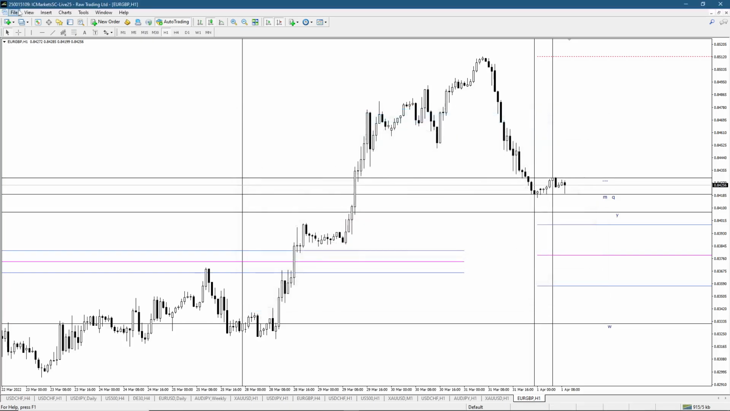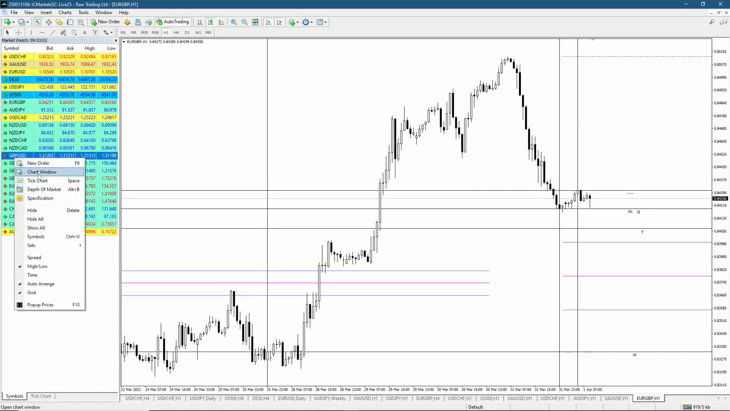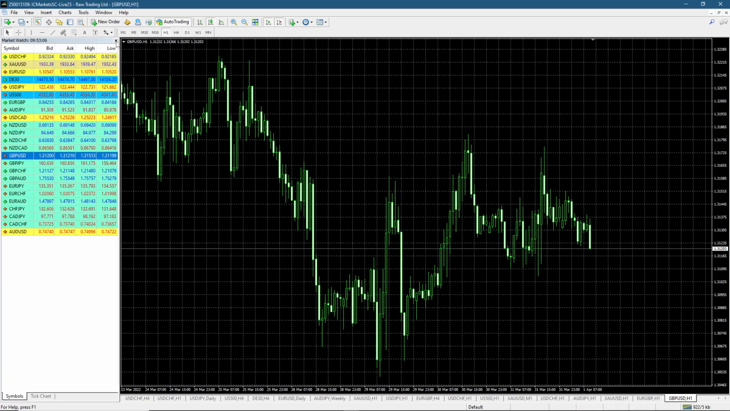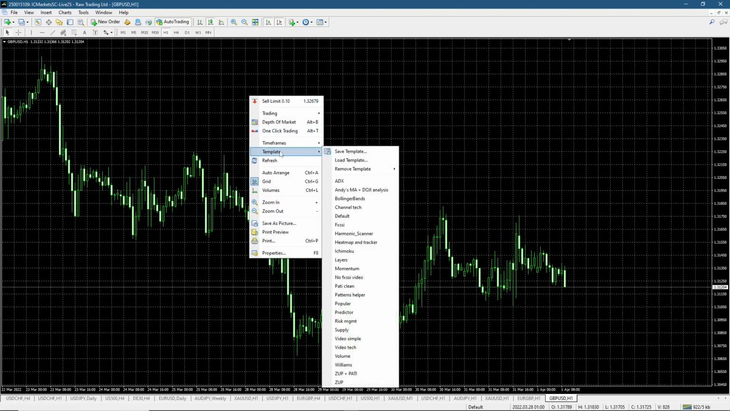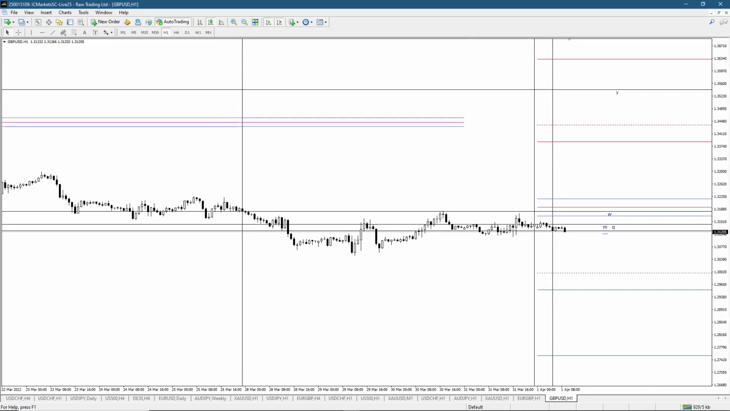Let's look at GU. Market watch, GU. Let's find that. And then just load indicator. See how we're looking. Patty, clean. Alright, so GU: monthly, quarterly open, weekly open, yearly open. So it's bearish.